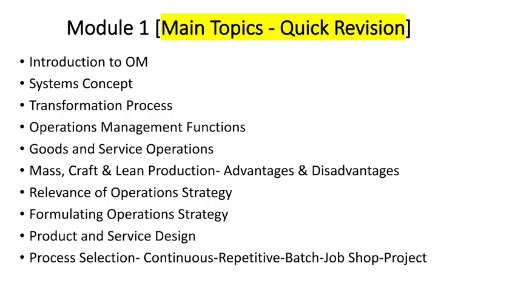So we will be covering topics such as Introduction to Operations Management, the systems concept, the transformation process, the different functions in OM, goods and service operations, and we will see the product and service design. We will also see an important 10-mark question, mass, craft and lean production, along with the advantages and disadvantages, the operation strategy, the relevance, and how we formulate an operation strategy. And yet we see another 10-mark important question, process selection, that is with job shop, batch, continuous, repetitive, and project.